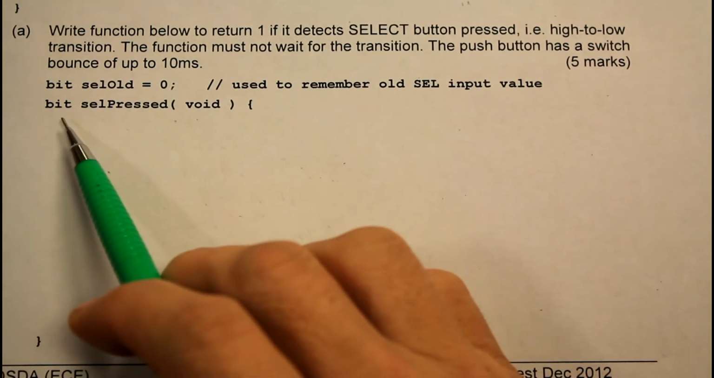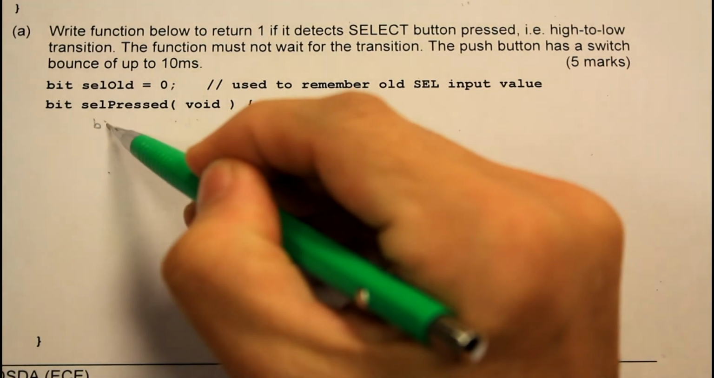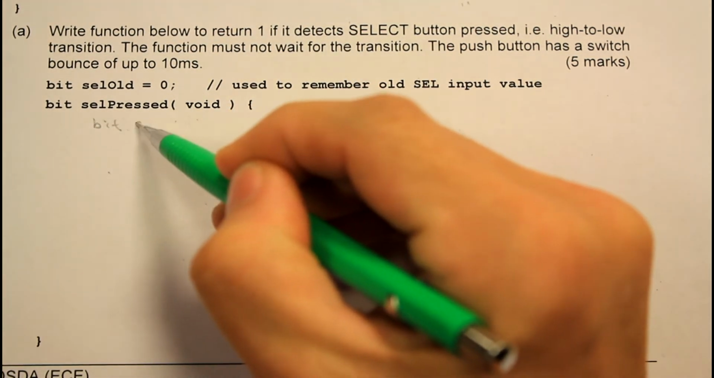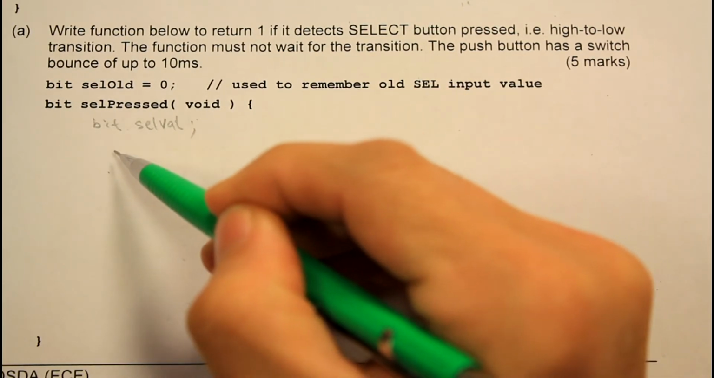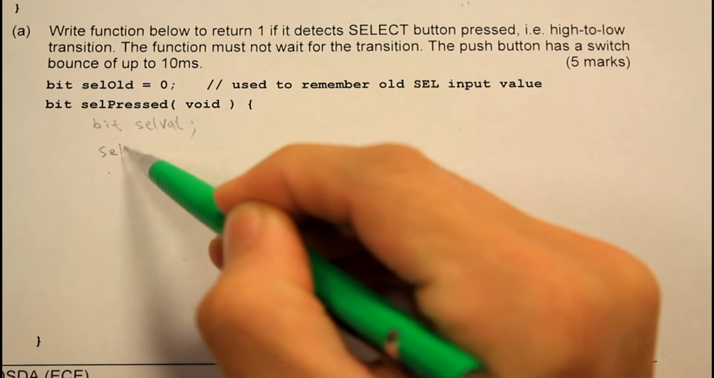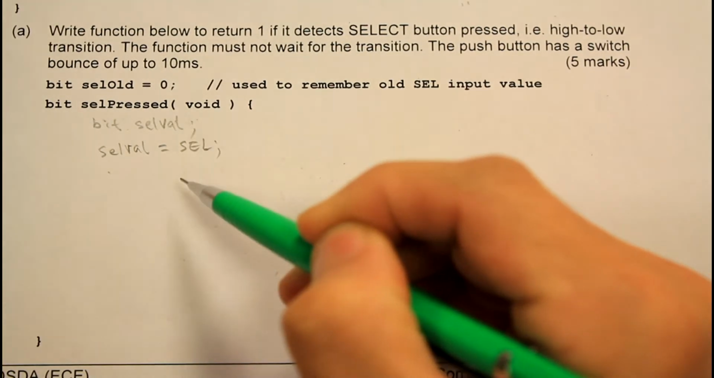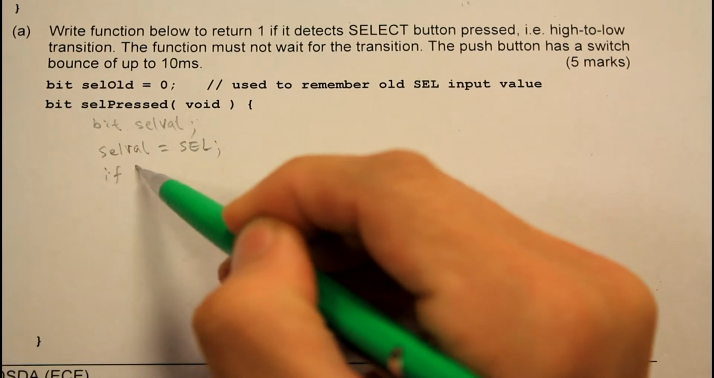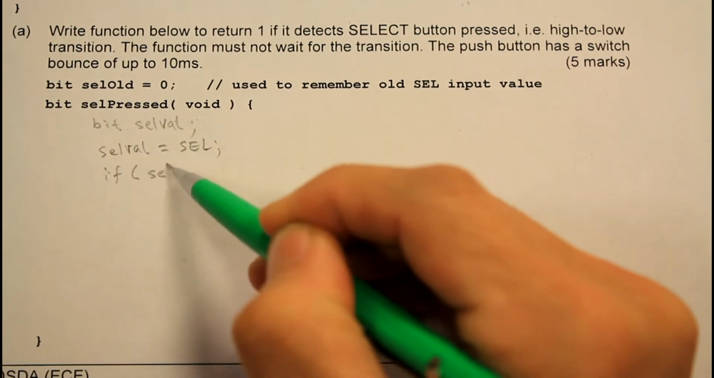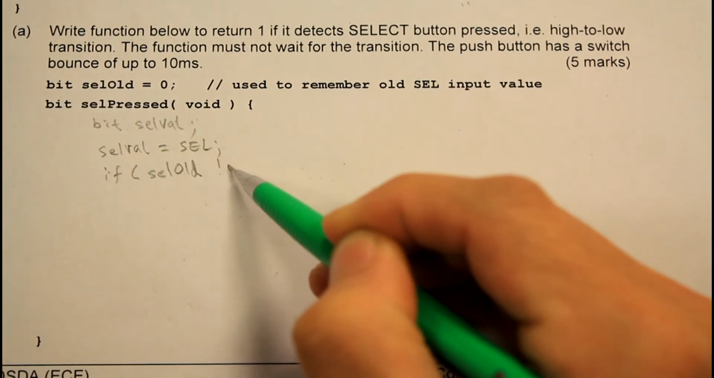Now in this function bit select press, the first thing that we need to do would be to declare a bit value called select val and use this bit variable to read our switch value. We cannot use while because we do not want to get stuck, so we'll use the if statement and we'll compare the switch value old and the switch value new.